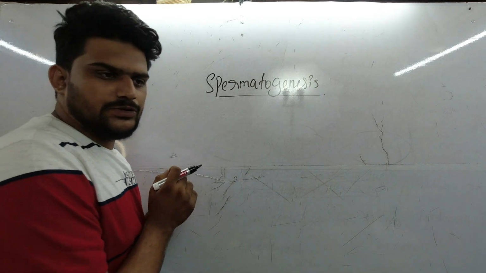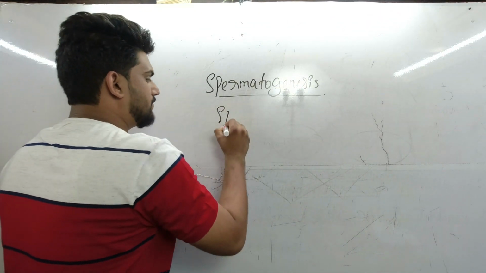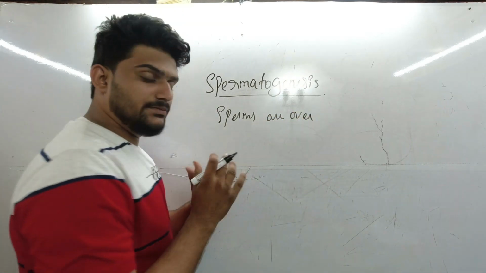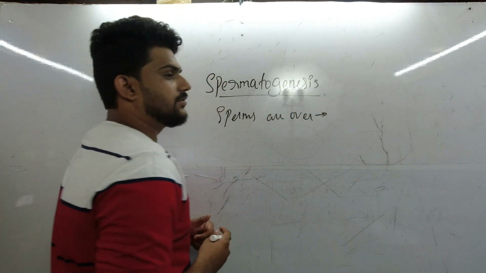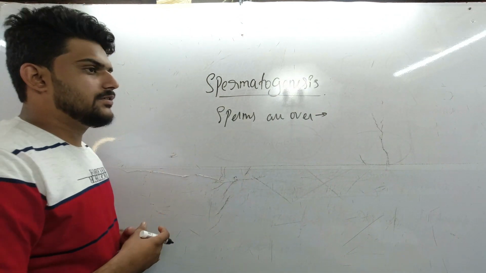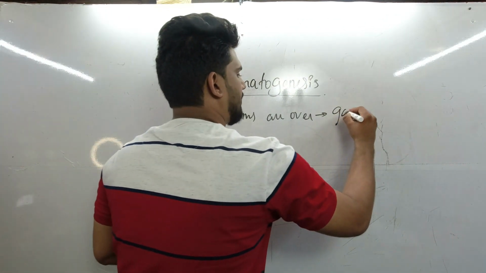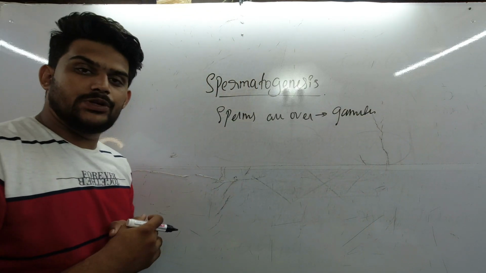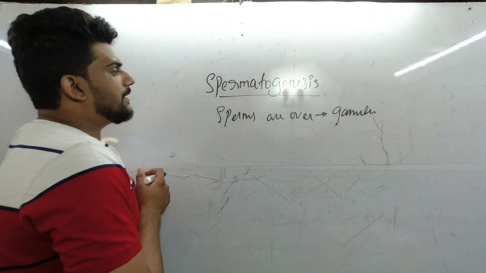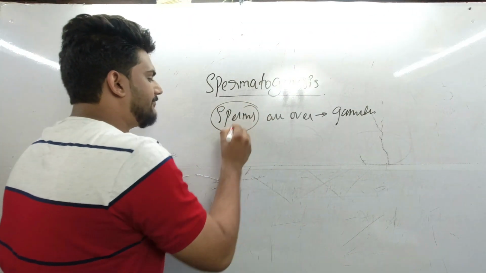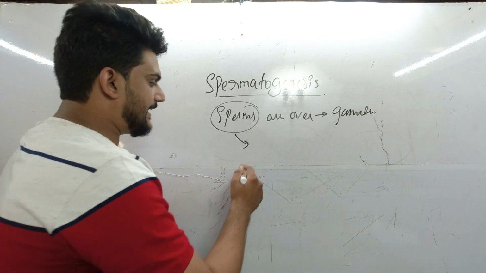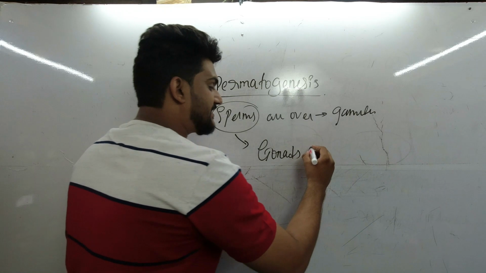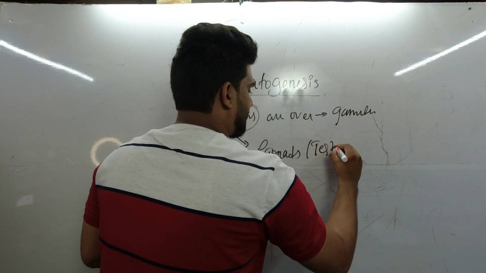So as we all know, sperms are the human being's reproductive gamete. As it is a gamete, it has to be formed in our body itself. So where is it going to be formed? The sperm cells are formed inside the gonads of the male individual, which can be termed as testis.